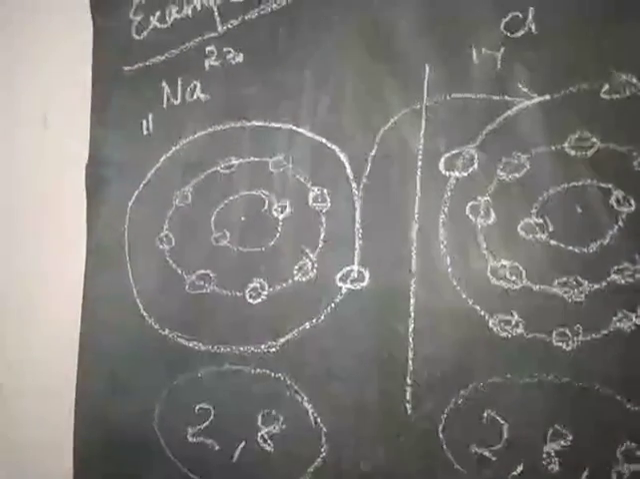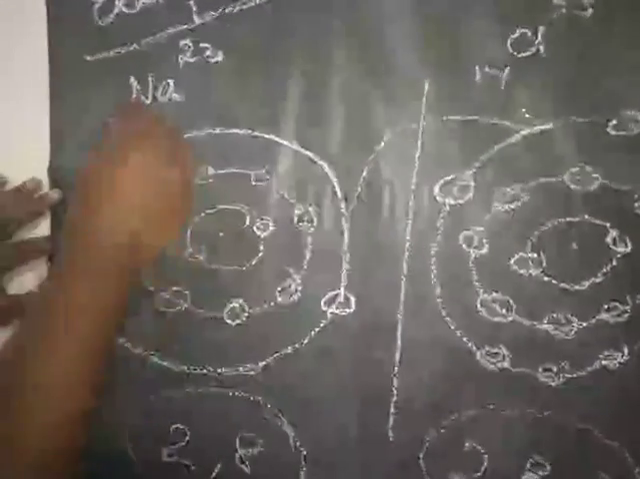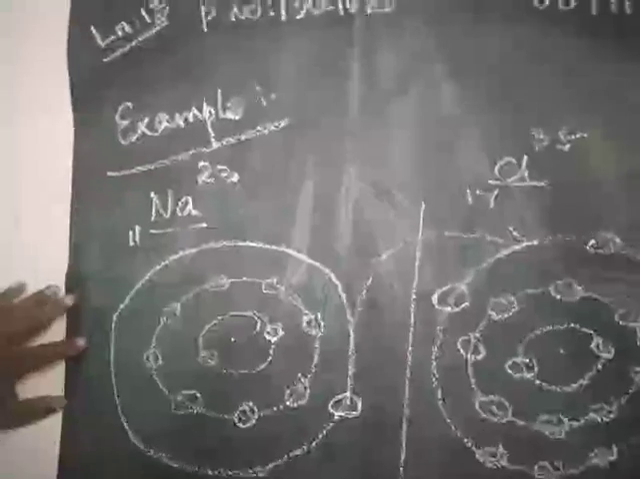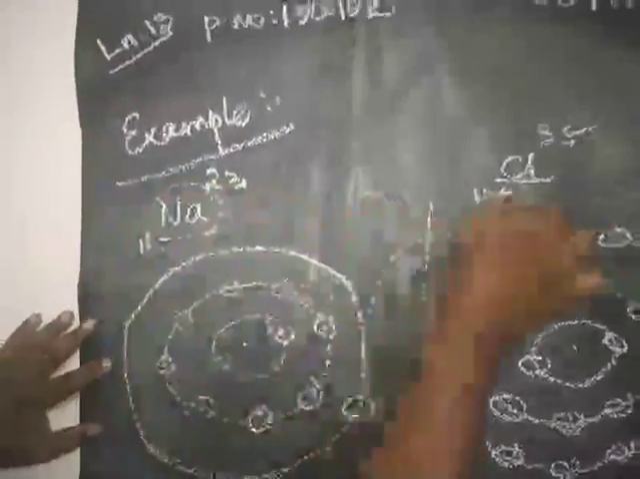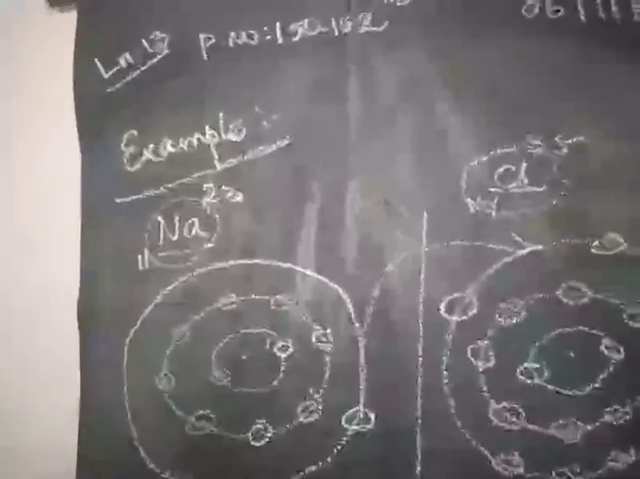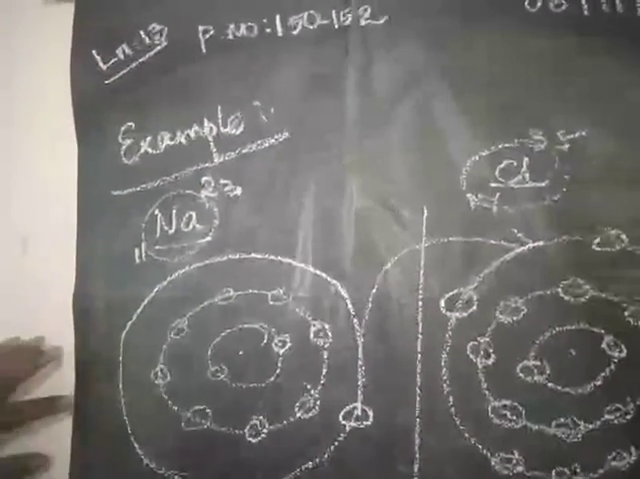Okay, so in this way, which bond is formed between the sodium and chlorine atoms? Ionic bond. Sodium is an example of a metal. Chlorine is an example of a non-metal. Okay, this is the first example.